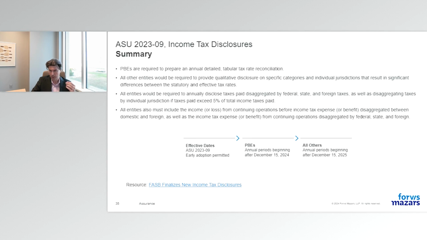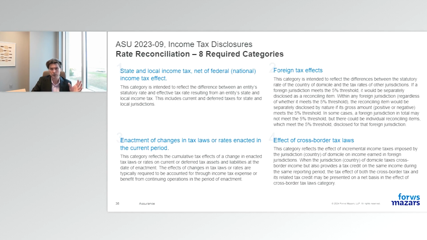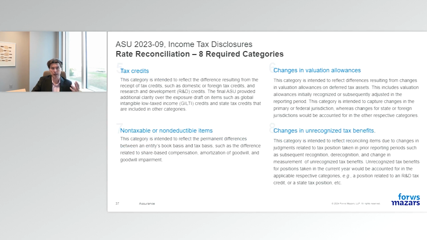On these next couple of slides, there are, let's say, essentially 8 categories that need to be addressed in the disclosure. Rather than read or talk through each one of these, I just want to leave these 2 slides here with you as a resource when you're looking at it later for your entity or just for your curiosity. But you see state and local tax, foreign tax, enactment of changes in tax laws, cross-border impacts. And then on the next slide, things related to tax credits, non-taxable or deductible items, valuation allowances, and changes in the unrecognized tax balance.